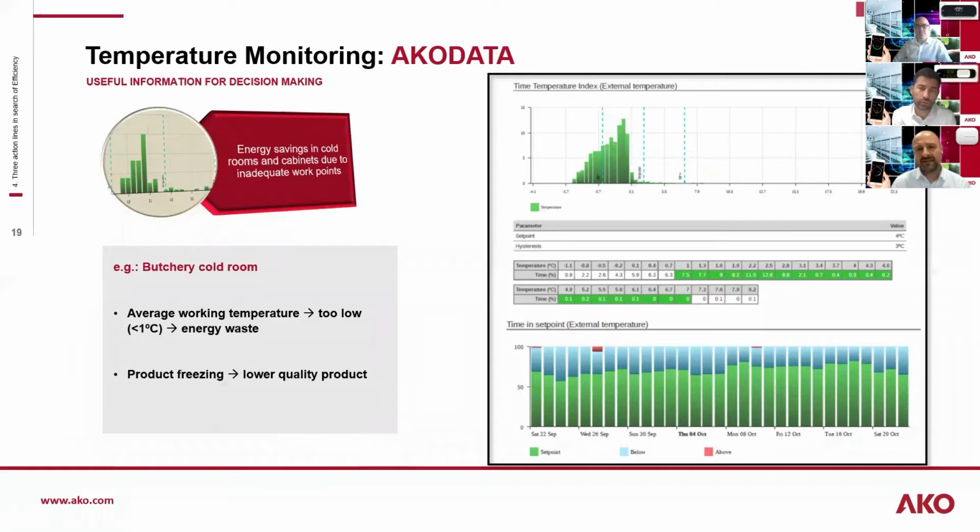We can provide some examples of how the data provided in our platform can help us to easily detect how the conditions are and correct if necessary. For example, we have a butchery cold room, and in the information provided here, we can see that the butchery cold room is most of the time in green. This means I am inside the desired range between the minimum and maximum temperature threshold.